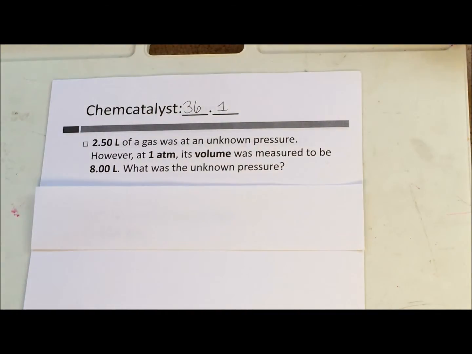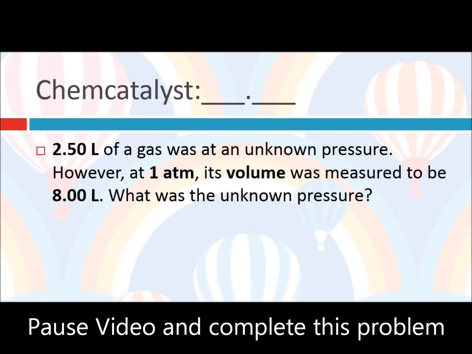Okay, today's Chem Catalyst is going to be 36.1, and today's problem is that you have 2.5 liters of gas at an unknown pressure. However, we know that at 1 atm, its volume was measured to be 8 liters. What was the unknown pressure?